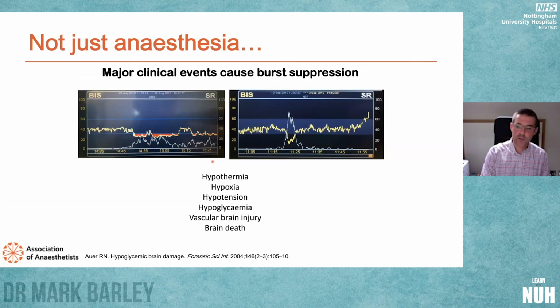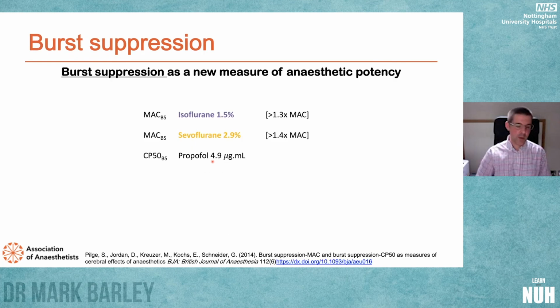They all have a constant phenotype. They all seem to look like they do the same sort of thing, but do they actually? Well, let's think about burst suppression as a measure of anaesthetic potency. So we're all familiar with the concept of MAC as a construct based around movement. But if we think about using burst suppression with our vapors, we have to give more than a MAC of vapor to burst suppress the brain.